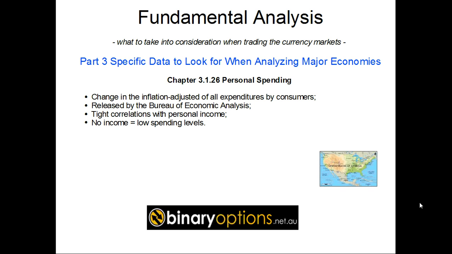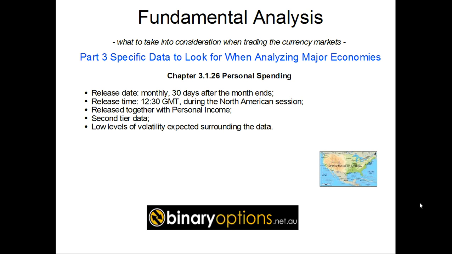So it shows the change in inflation adjusted expenditures by consumers, released by the Bureau of Economic Analysis, and it is tightly correlated with personal income. No income, basically low spending levels. The release date is on a monthly basis, 30 days after the month ends, 12:30 GMT during the North American trading session, released together with personal income, and it is second tier data.